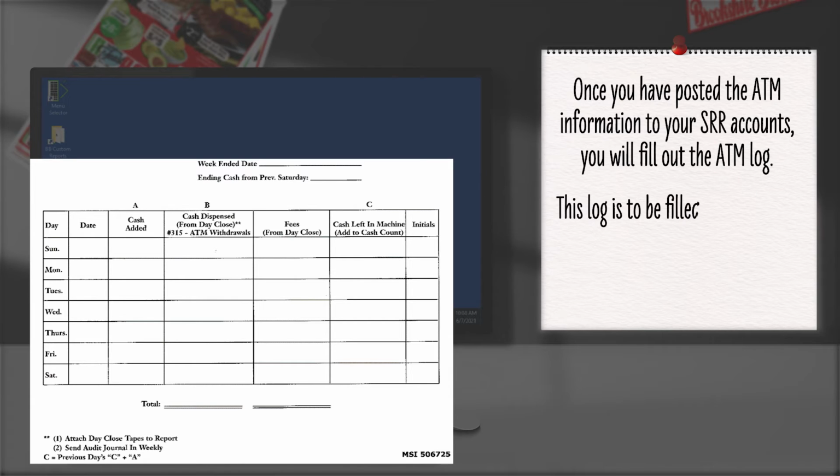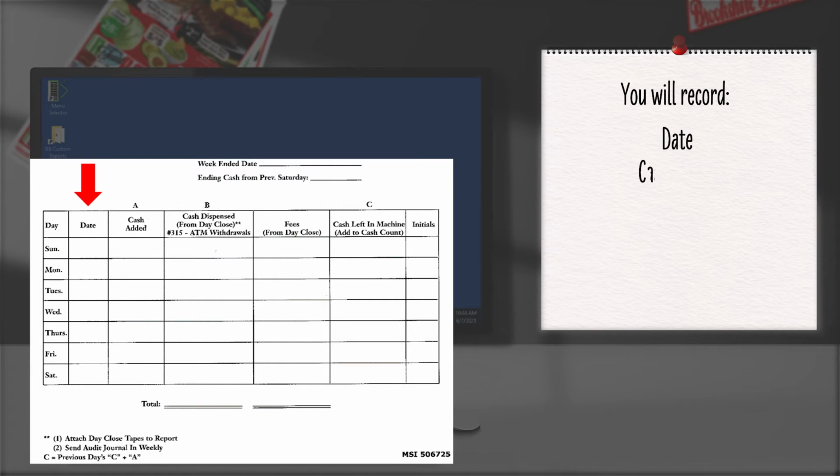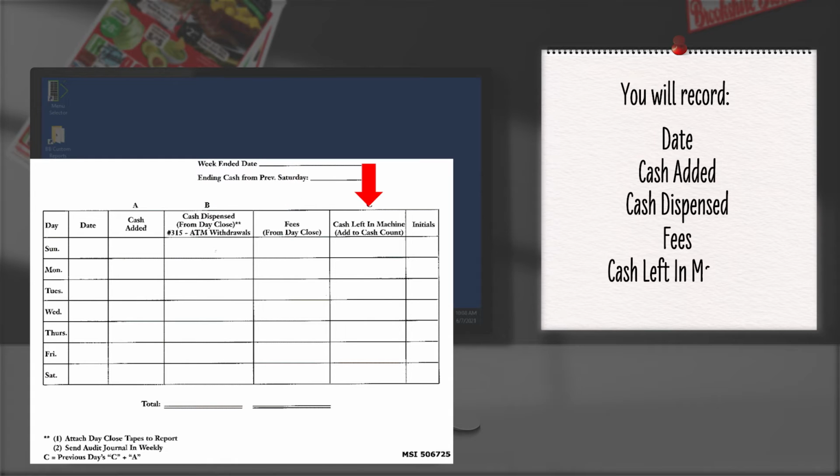This log is filled out daily and sent in with weekly paperwork in the black bag. You will record the date, cash added, cash dispensed, fees, and amount of cash left in the machine.